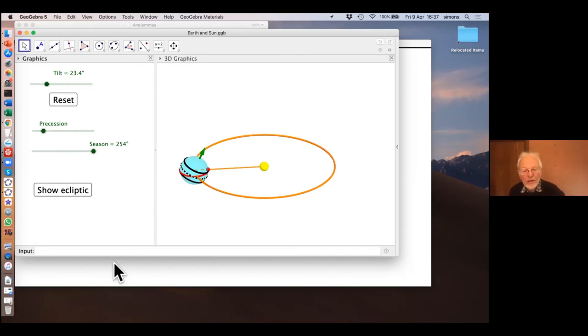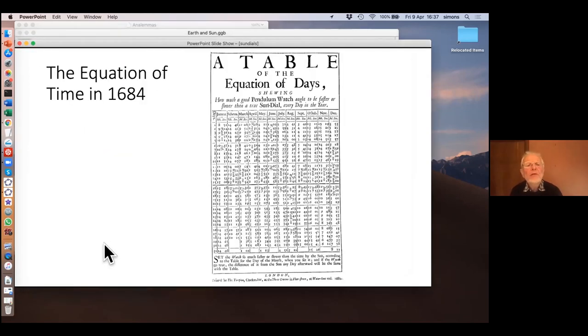So it does affect the equation of time. So I've looked for the oldest equation of time I could find. And here it is. This is published by Thomas Tompion, famous clockmaker, 1684. And he's done it to the nearest second, which is pretty impressive. And it's very different from today.